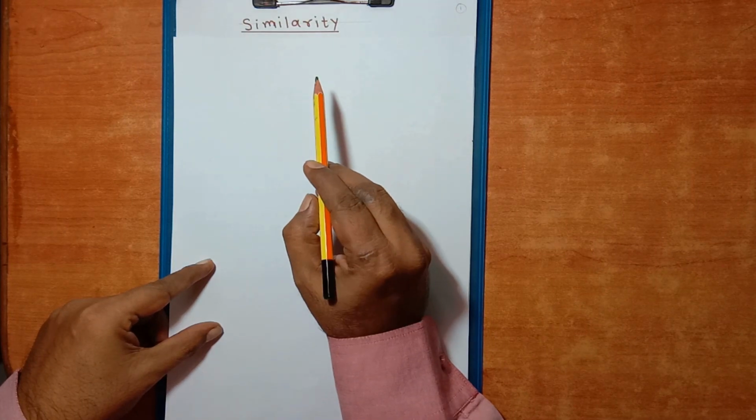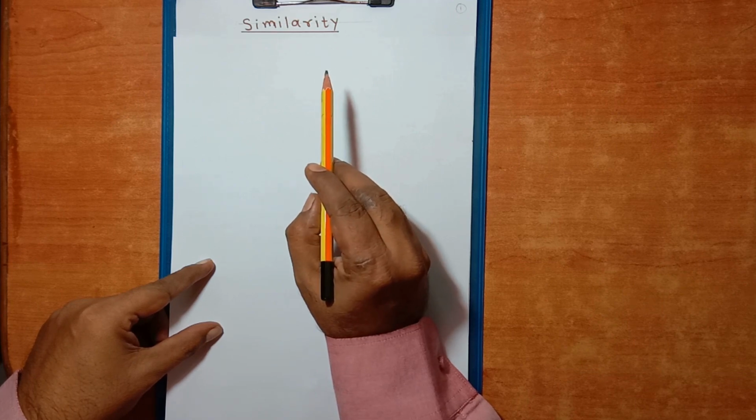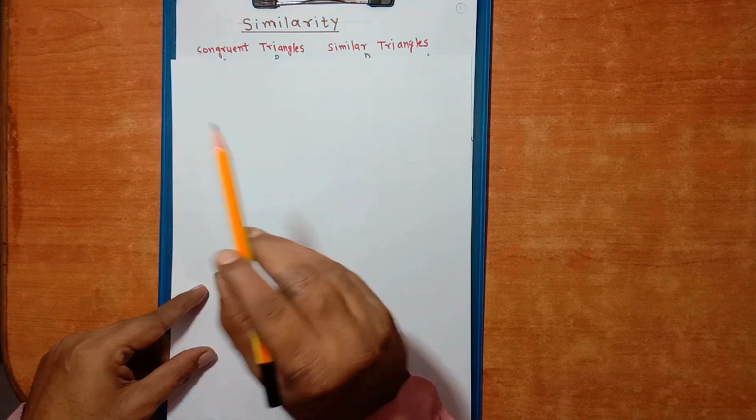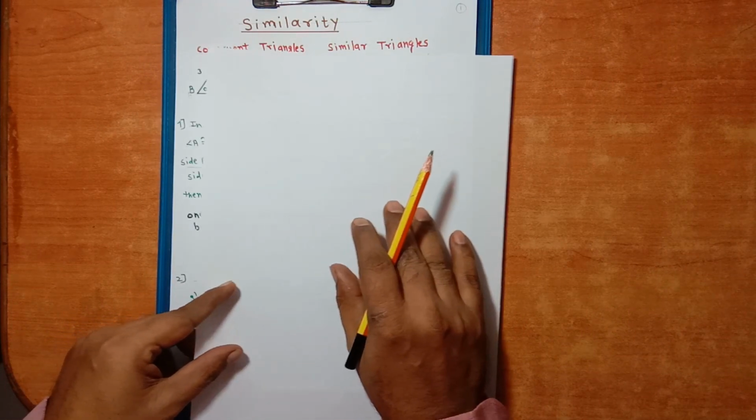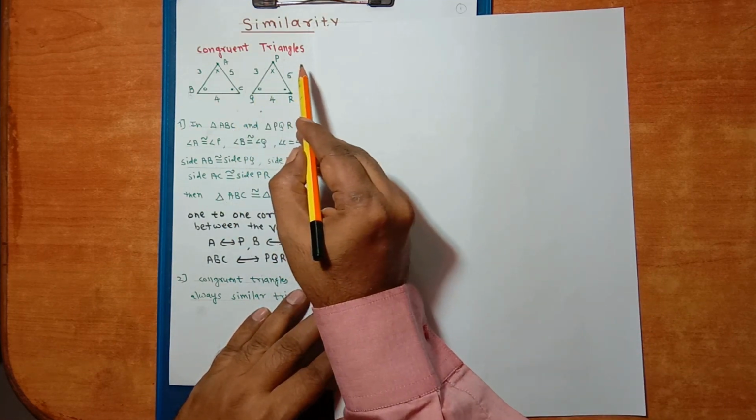Now we will study the first chapter of 10th standard geometry and its name is Similarity. Previously you have studied similar triangles and congruent triangles. Now we will revise it. Let us see what the congruent triangles are.